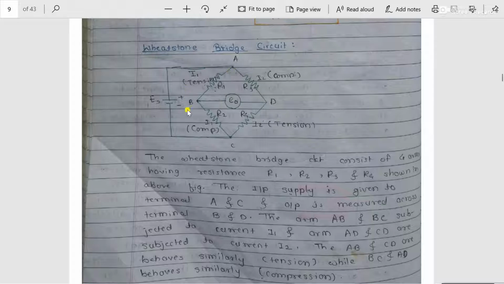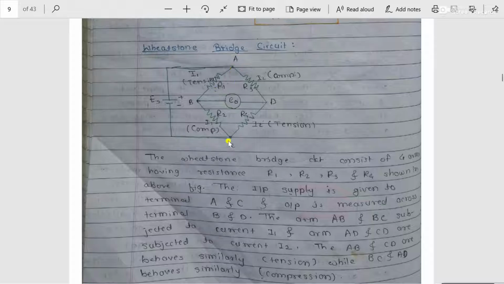That means out of the four corners, in two corners the input supply is given, and in the remaining two corners the output is measured in the form of E0. If you go through this circuit diagram once again, it consists of four arms, that is arm AB, BC, AD and CD. Out of these four arms, arm AB and arm BC are subjected to the same current, that is I1, while the remaining two arms, arm AD and arm CD, are subjected to the current I2 shown in the figure.